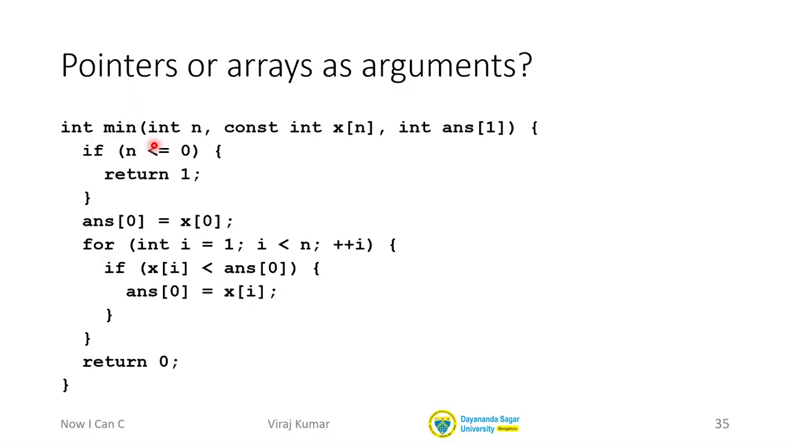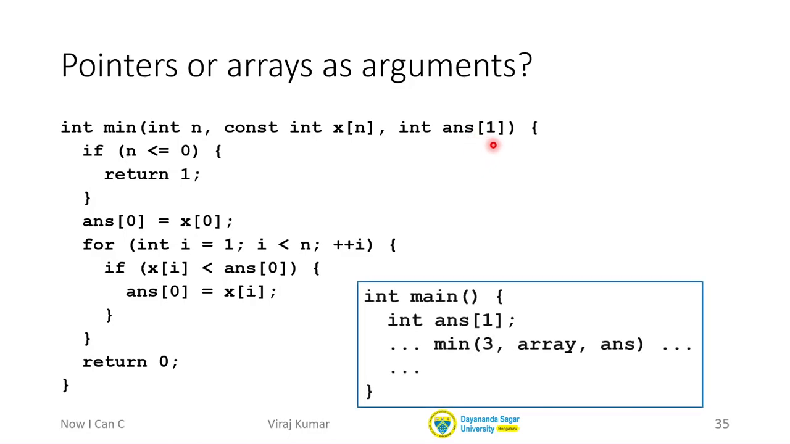Now, when we had seen this version of the min function, where the third argument was an array of one integer, I had showed you this main function, where I had declared in the main a local variable ans, which was of type array of one integer. And then when we had called the min function, we had just given this ans, the name of this array, as the third argument to the min function.